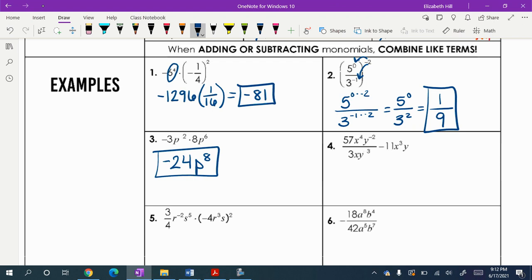Number 4, we have a little bit of work to do on this one. First of all, I'm going to simplify over here on the left-hand side. I've got some division happening. 57 divided by 3, well, that's going to give us 19. X to the 4th divided by x to the 1st, so 4 minus 1 is 3, so x to the 3rd. And now y to the power of negative 2 divided by y to the power of 3. So we're going to subtract, negative 2 minus 3, so y to the power of negative 5.